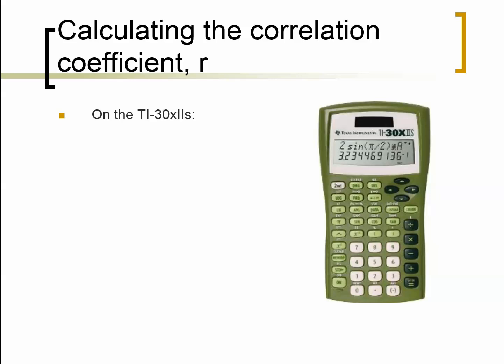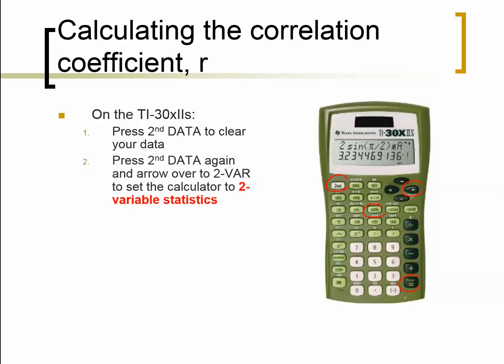So on the TI-30X2S, first we need to clear data. So we're going to press second, data, and then we're going to arrow to the right to underline clear data. Then we're going to press equals. Now we're going to press second, data again, and we're going to arrow over to 2var and set the calculator to 2 variable statistics mode. Press equals to do this.